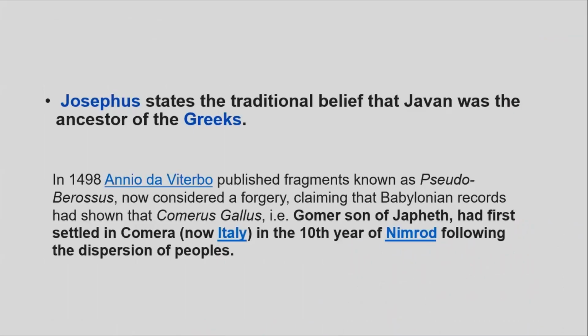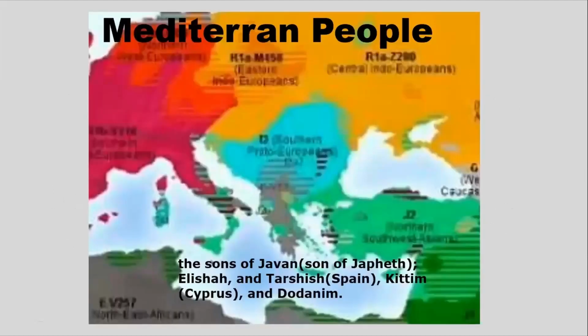Now, this is what Josephus wrote. He said Javan was the ancestor of the Greeks. Now it says Gomer's son of Japheth was the first to settle in Italy in the 10th year of Nimrod following the dispersion. This is history that they claim was written, that said Gomer's son moved himself into Italy in the 10th year of Nimrod. So that would have been at an early time that this was actually being recorded. They claimed that they had Babylonian records, and very interesting, tying the Greeks back to that same family line. We're going to see that family line.